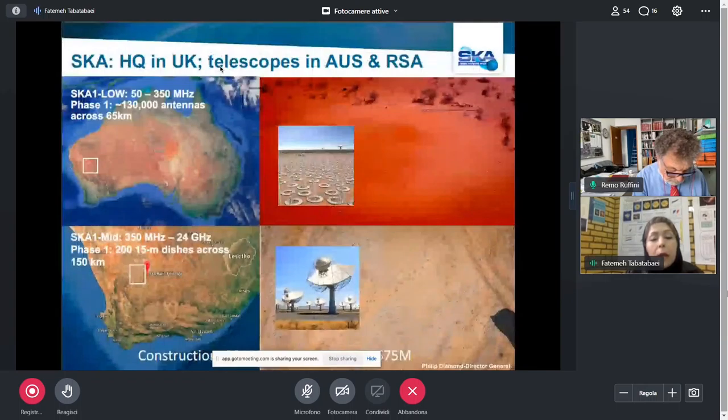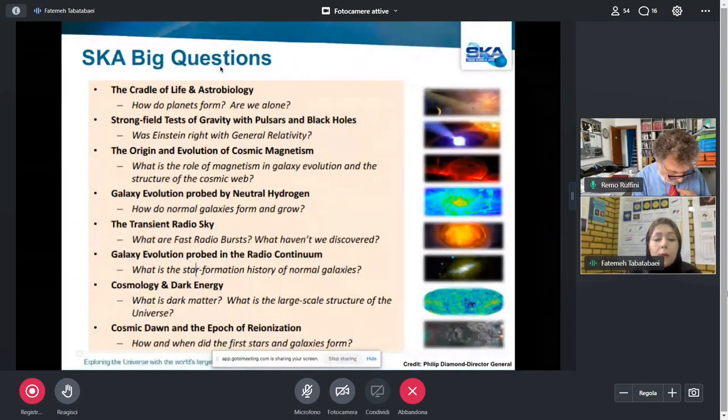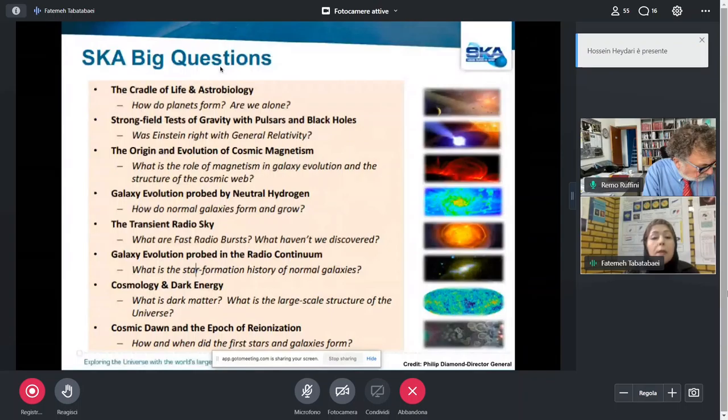The places they considered are Australia, which has the low frequency components between 50 and 350 megahertz, and South Africa, in the remote desert, where we will cover the frequencies from 350 megahertz to 24 gigahertz. So the big questions which SKA can answer with such sensitivity and resolution can be a wide range of questions in fundamental physics and cosmology, for instance, dark energy, dark matter, cosmic magnetism, general relativity, astroparticle physics, and so on.